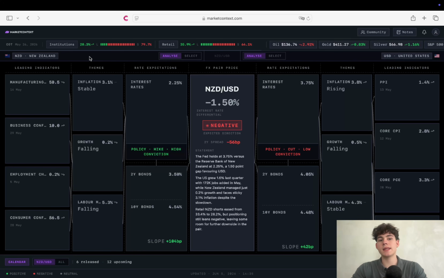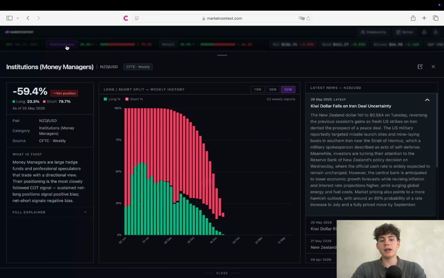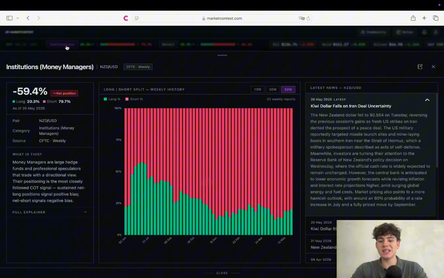So the next thing that I then do is look at how institutions are positioned. And if I click on the COT positioning, I can see that a lot of institutions are actually short on NZD/USD, but I can clearly see that in the last couple of weeks it slowly has been going up. So let's say that currently I'm bullish on this pair, then I see that there is a lot of upside room on NZD/USD because all of the institutions are positioned short. That means that there still is some room to trade up higher.